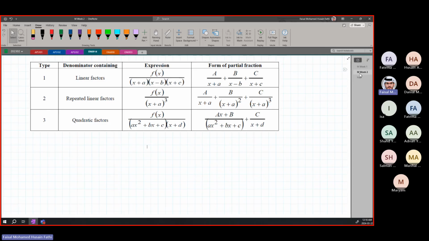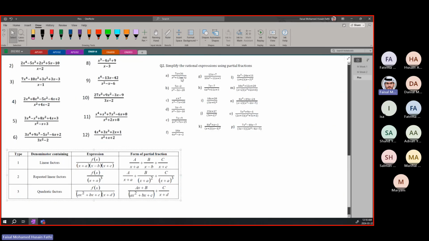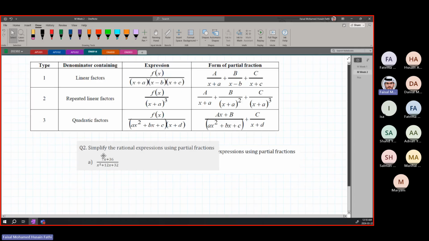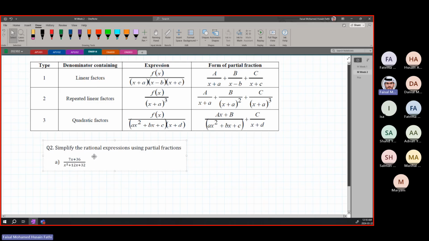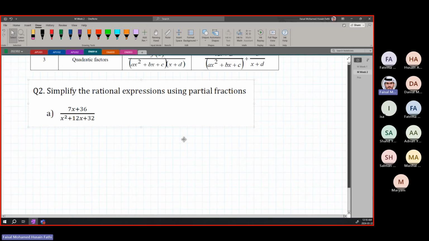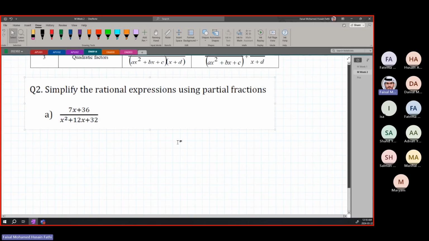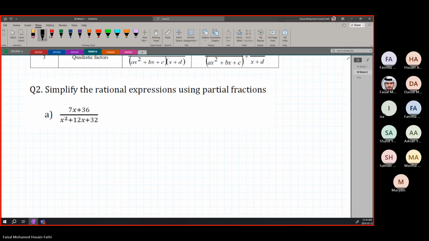So the best way to explain this directly is by just starting to solve the questions, as many as we can. So let's start with a simple question like this. It's not that simple, but we'll start with it. Now, here we have 7x plus 36 over x squared plus 12x plus 32. Simplify the rational expression using partial fractions.